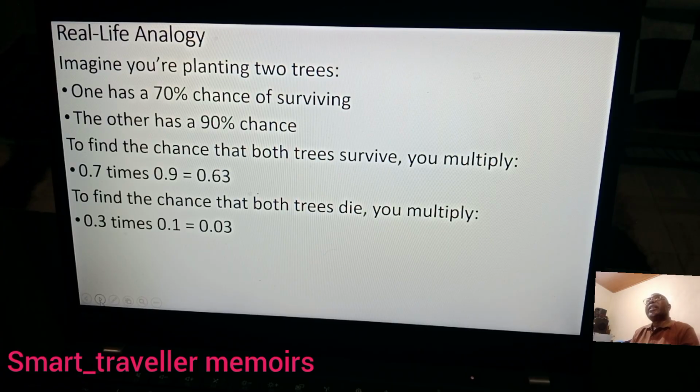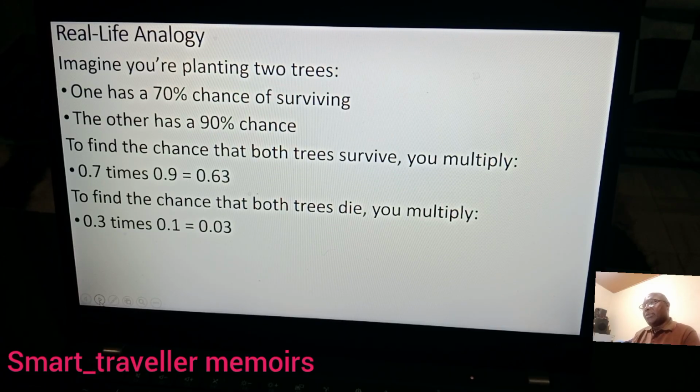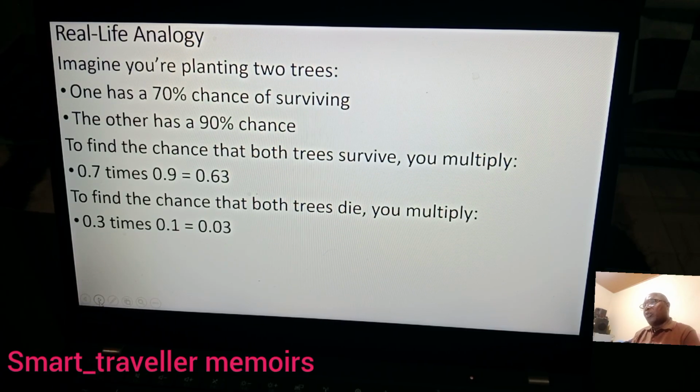Real life analogy. Imagine you are planting two trees. One has 70% chance of surviving. The other has a 90% chance. To find the chance that both trees survive, you multiply 0.7 times 0.9, which is equal to 0.63. To find the chance that both trees die, you multiply 0.3 times 0.1, which gives you 0.03.